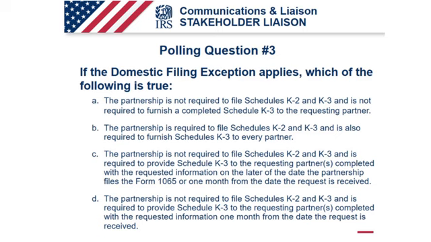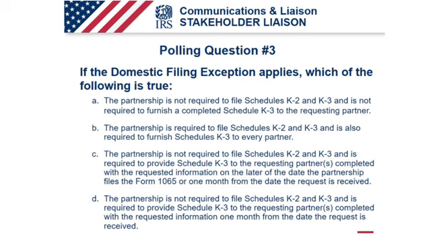We have A, the partnership is not required to file schedules K2 and K3 and is not required to furnish a completed schedule K3 to the requesting partner. And again, this is if the domestic filing exception applies, which of these is true? So B, the partnership is required to file schedules K2 and K3 and is also required to furnish schedules K3 to every partner.